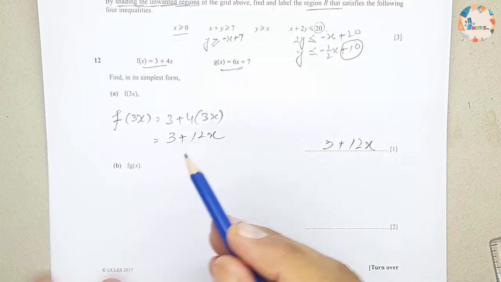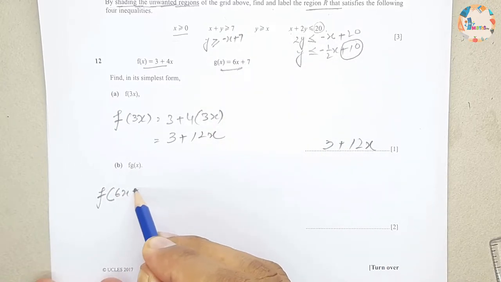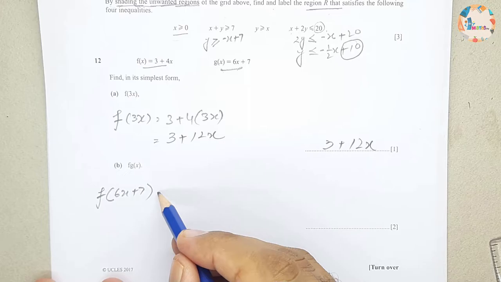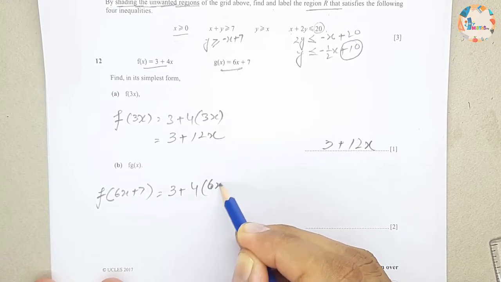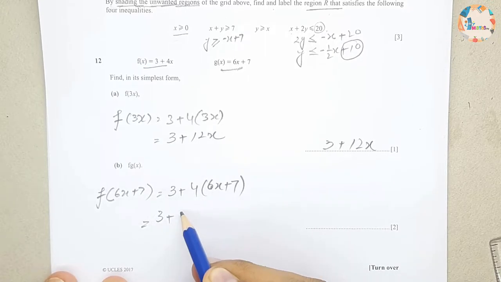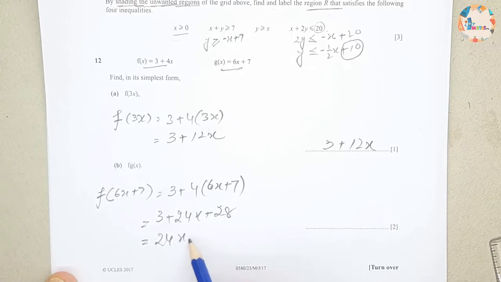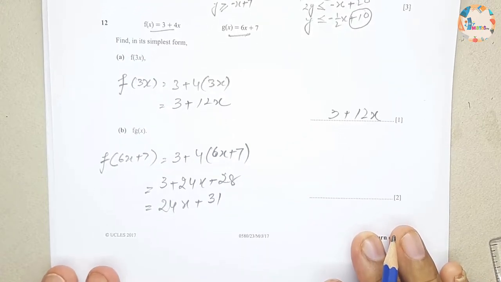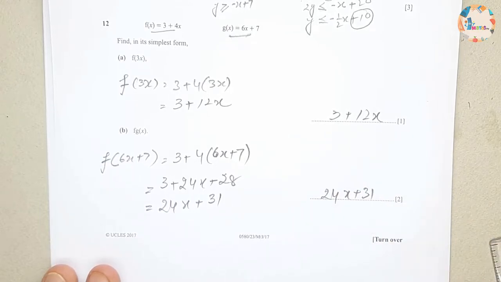Then f of g of x. G of x is this one. So we can replace g of x by this 6x plus 7. So we will replace x in this by 6x plus 7. So this will be 3 plus 4 into 6x plus 7, and now we can open this bracket. So 3 plus 24x plus 28, and this will be 28 plus 3. We can write 24x plus 28 plus 3 will be 31. So our answer will be here 24x plus 31. This will be our answer.